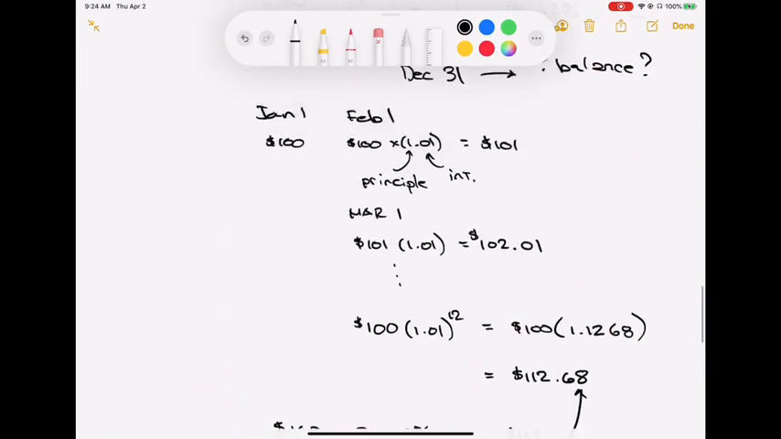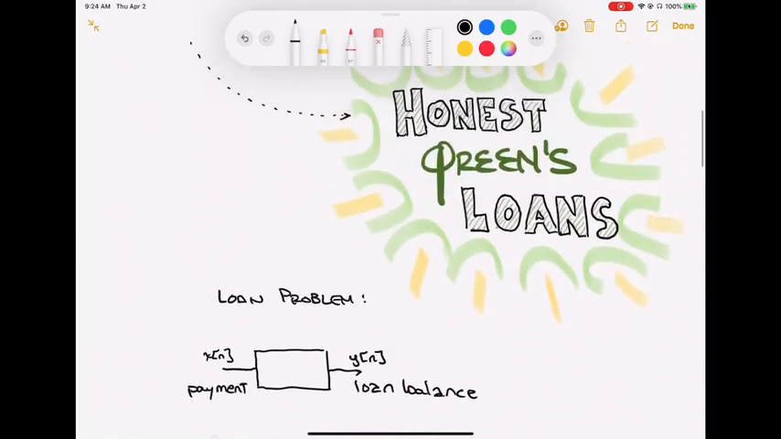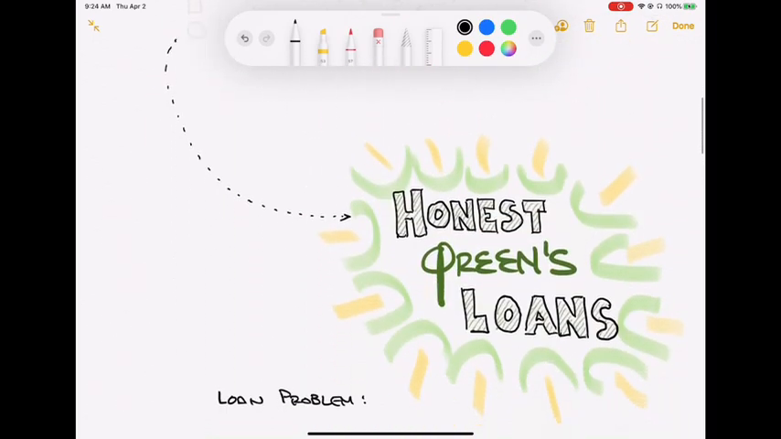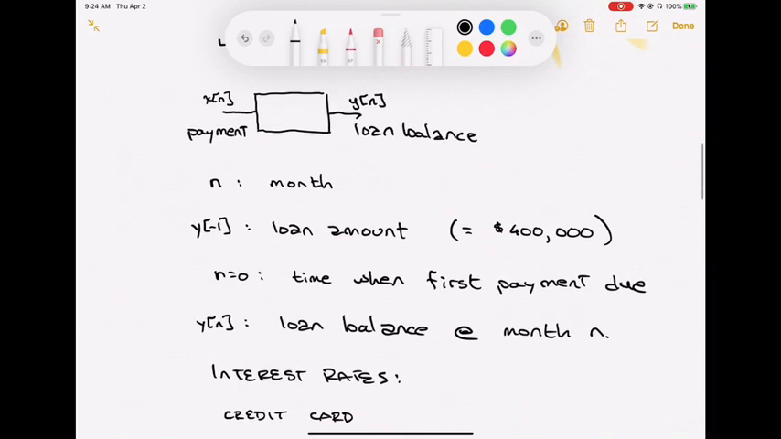Okay, so where were we in all of this? We're going to go back just a little bit. Remember what we were doing. We were working on this student buying a home, right? Going to borrow some money from Honest Green Loans. We were trying to set up some idea that we were going to look at this loan problem in terms of a signals kind of perspective.